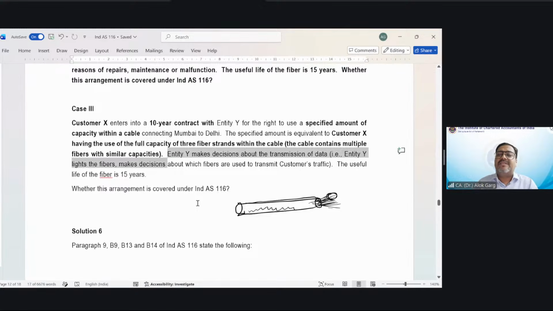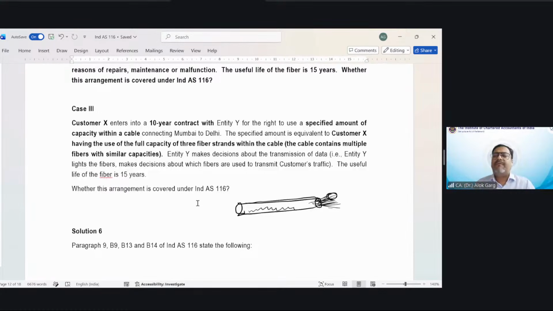Entity Y makes decisions about the transmission of data, makes decisions about which fiber is used to transmit customer traffic. So here customer is controlling or lessor is controlling? Here Y is controlling, right? And the useful life of the fiber is 15 years. Whether this arrangement is covered under Ind AS 116? First, it is not an identified asset.